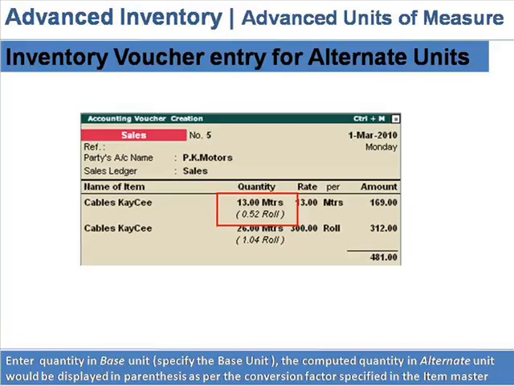Enter quantity in base unit. Specify the base unit. The computed quantity in alternate unit would be displayed in parentheses as per conversion factor specified in the item master.